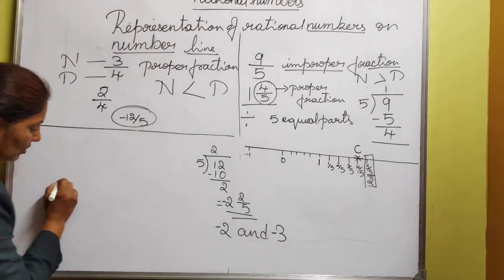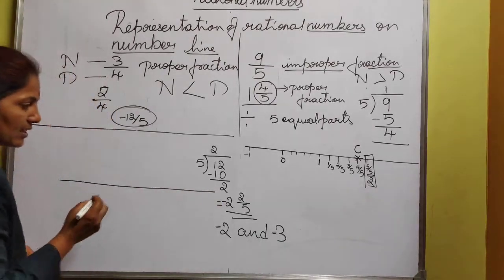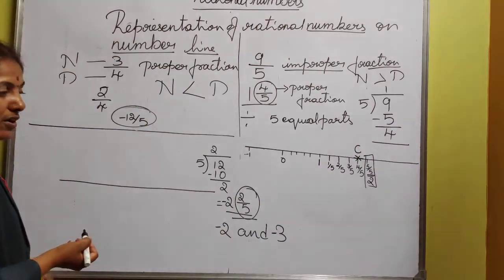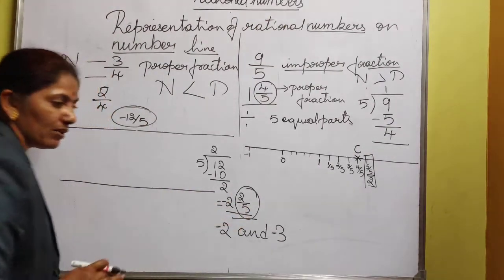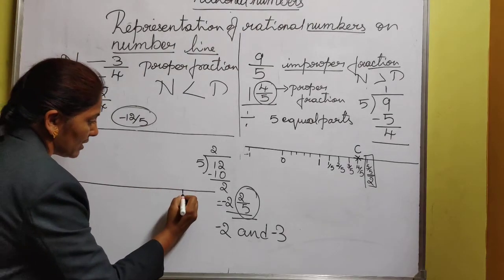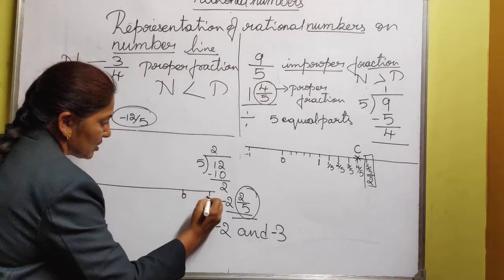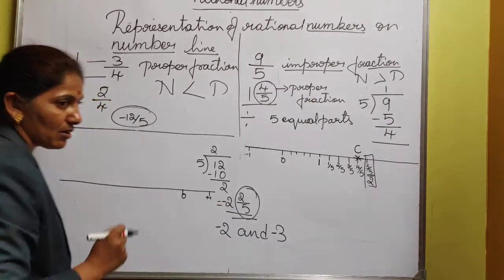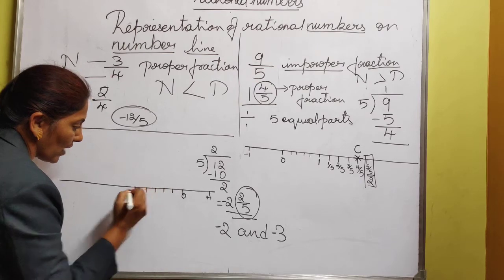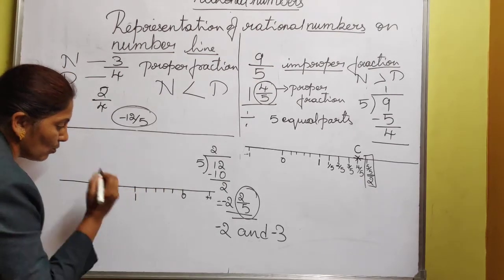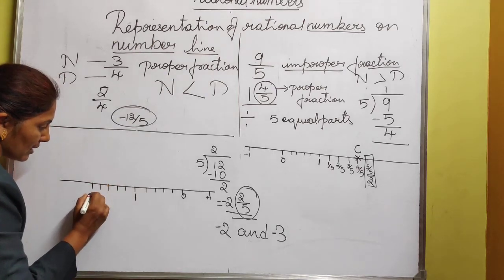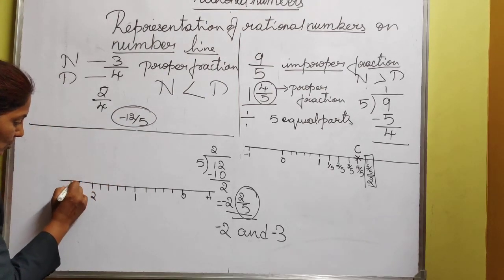So what we have to do? I'll represent this on the number line. See, again you can observe here, this is a proper fraction. So how many equal parts will I divide it into now? 5 equal parts. So this will be 0. I'll mark this as +1. We are representing a negative rational number. So I'll divide 1, 2, 3, 4, 5. So I'll mark this as 1. 1, 2, 3, 4, 5. So I'll mark this as 2. 1, 2, 3.